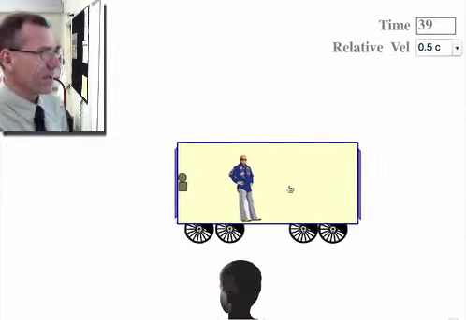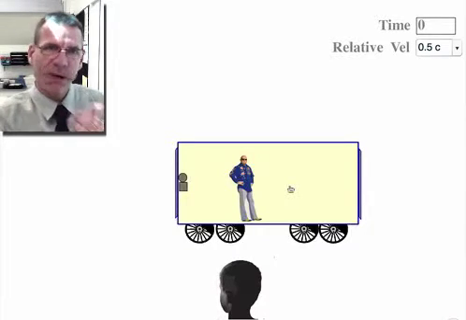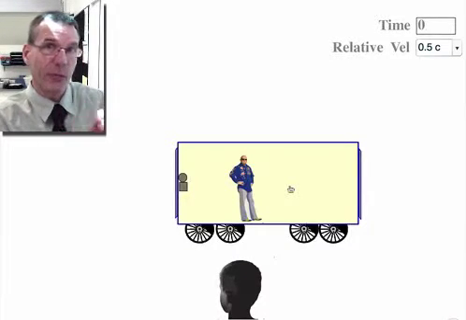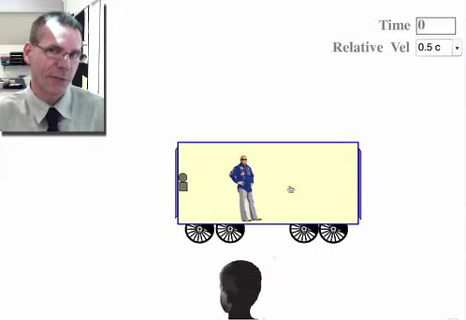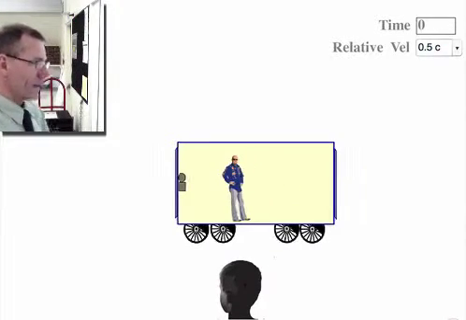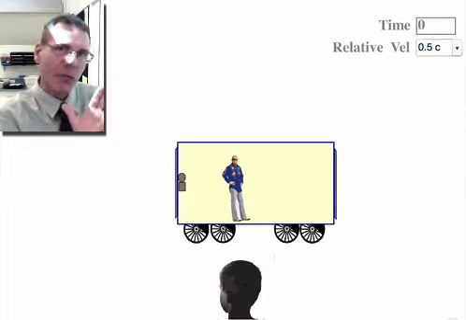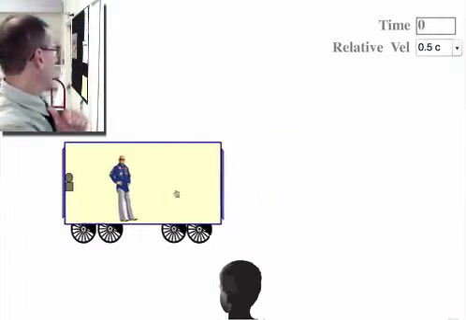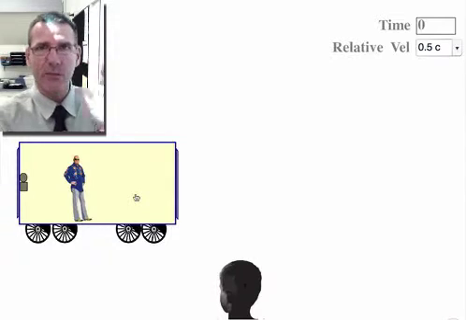We actually have to make the train shorter, because as the front of the train is running away from the light pulse, it's going to take longer and longer to get there, the faster and faster the relative motion of the train is. So what we have to do is adjust the length. We have to shrink the train, compress the train in the dimensions. You notice the height didn't compress, only the length.